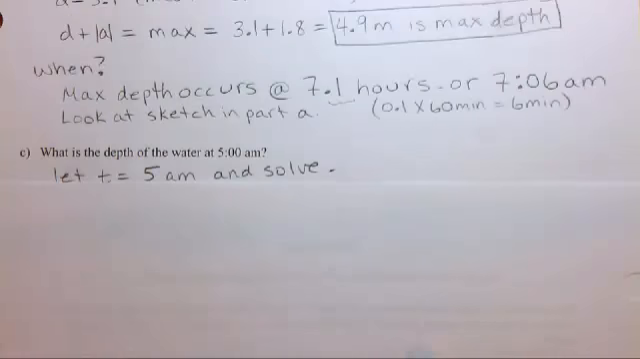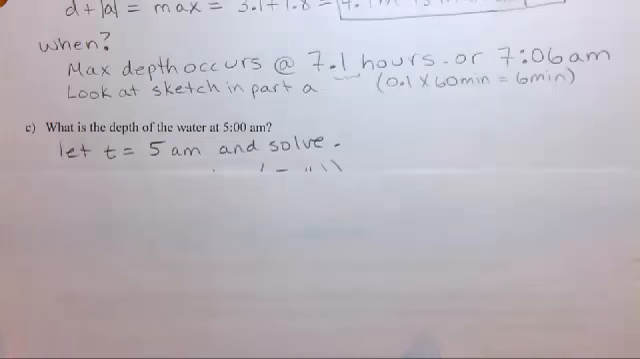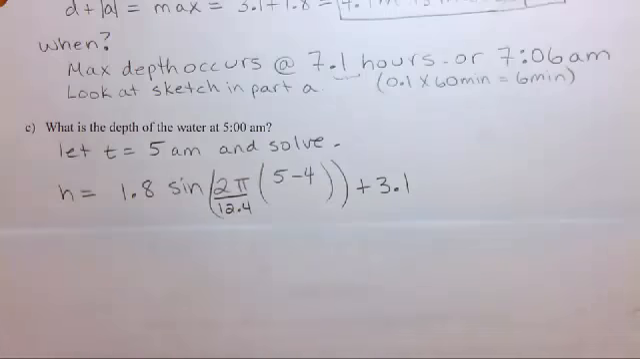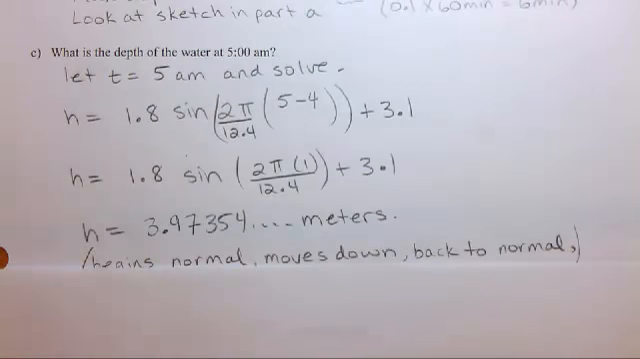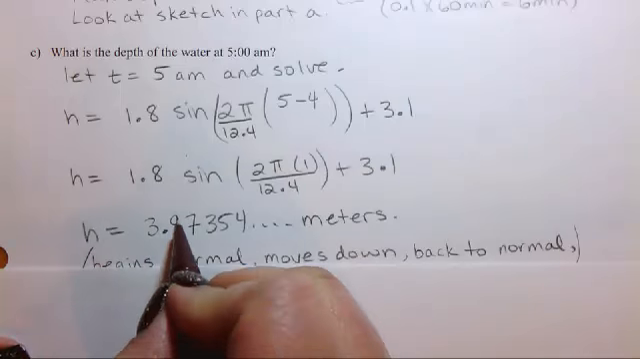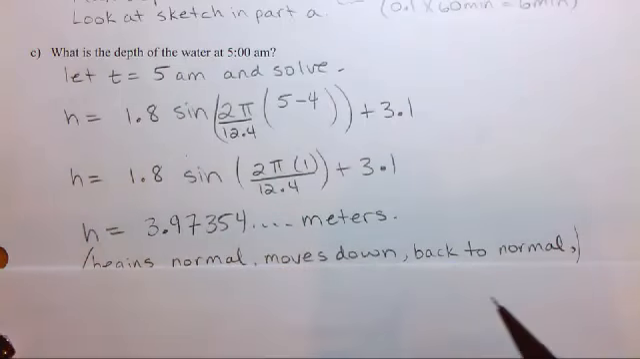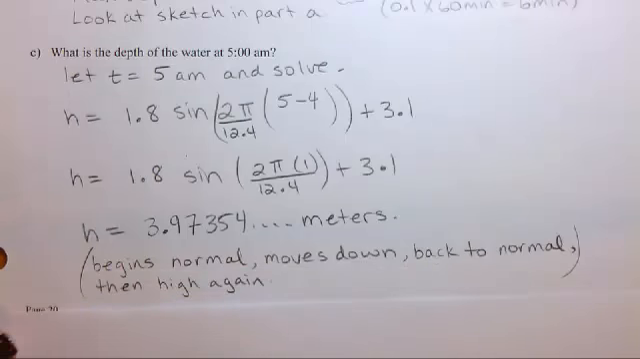Now, what is the depth of the water at 5 a.m.? All you have to do for this is let t equal 5 and solve. You substitute it into the given equation and get your answer. We end up with 3.97354 meters approximately, and we're looking at this tidal wave. It begins normal, the water moves down, it moves back to normal, and then back high up again. And it just continues on that way.